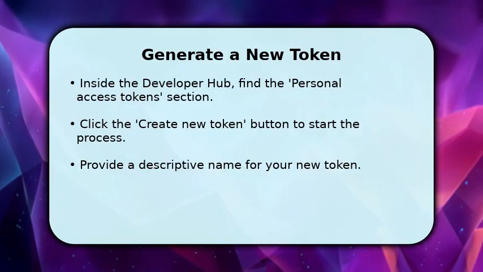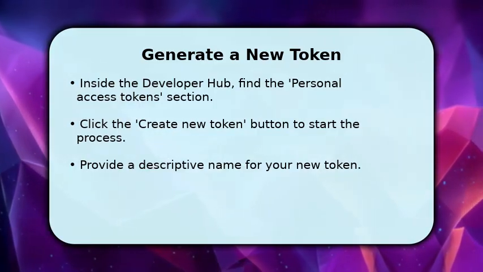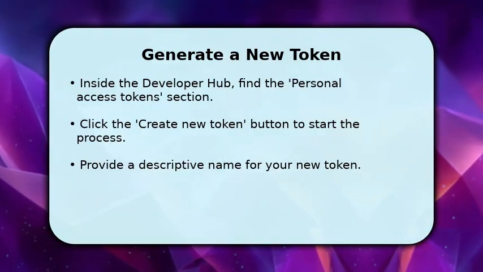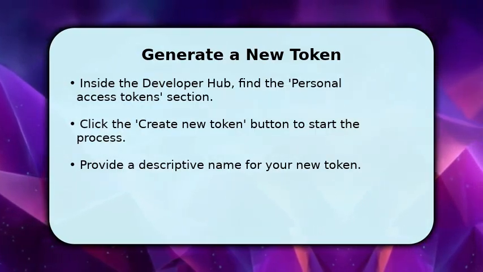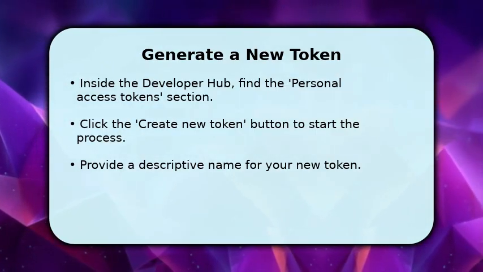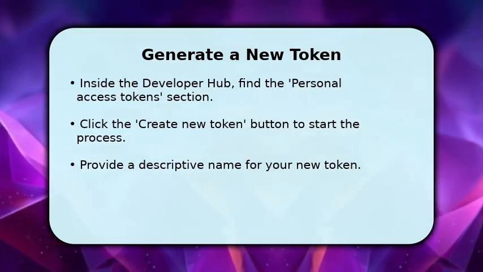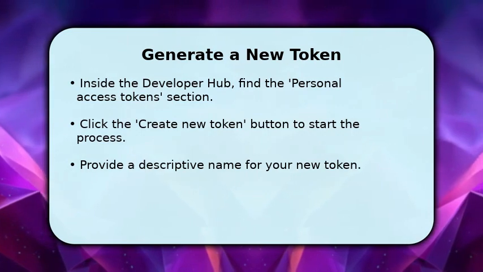To create a new one, simply click on the prominent Create New Token button. The system will then prompt you to give your new token a name. It is highly recommended to choose a descriptive name, perhaps indicating the application or integration it will be used for. This practice will save you time and confusion down the road.